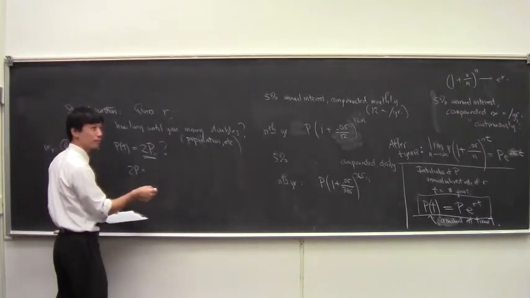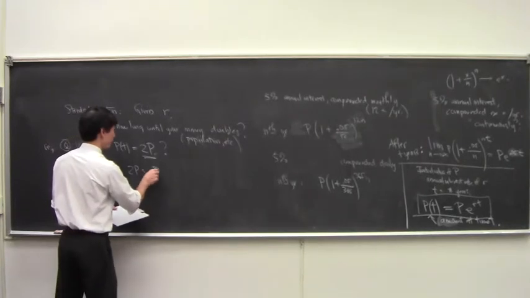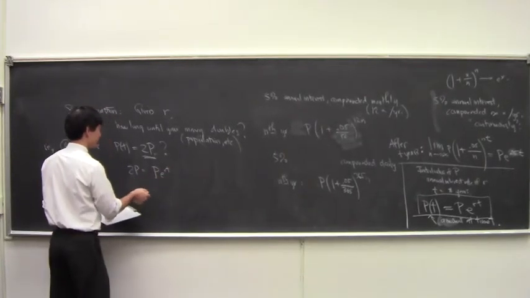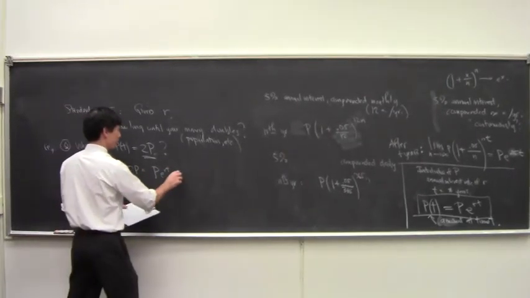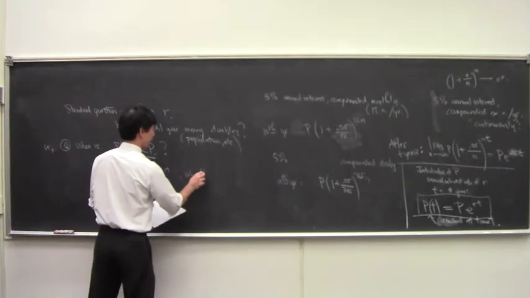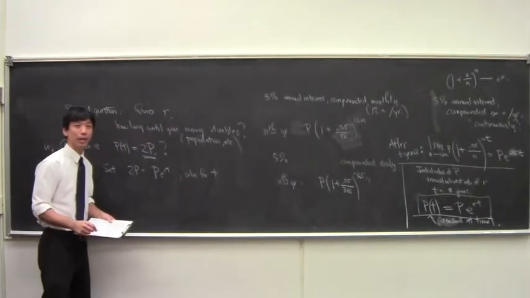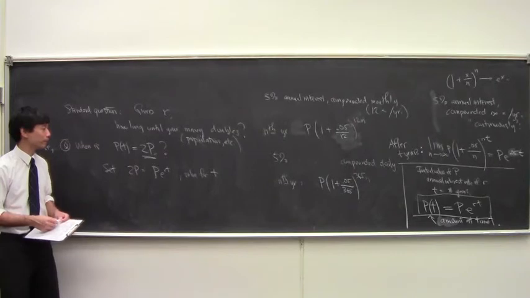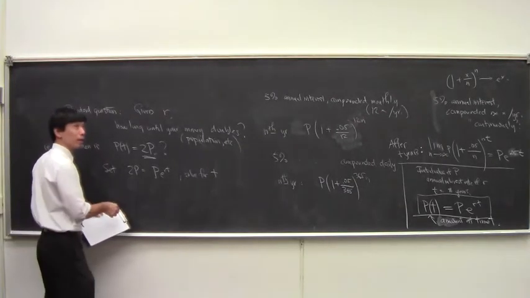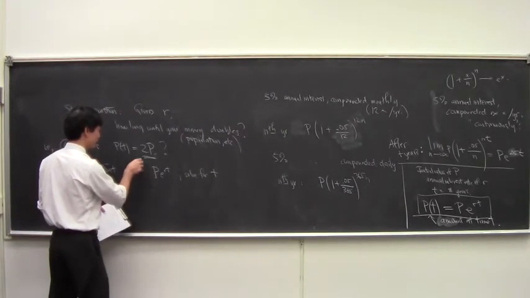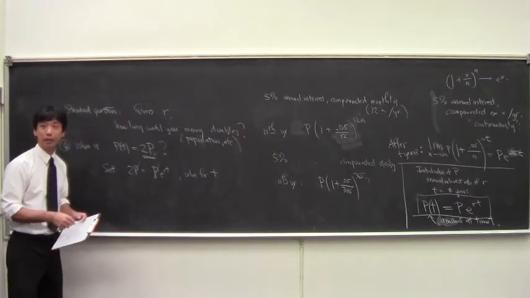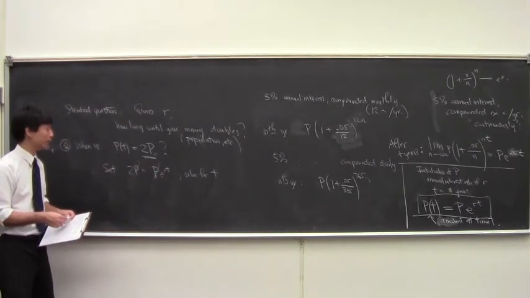2P equals P e to the rt, right? So set this equal to this and solve for the time. Solve for t. Okay. So what do we do? Well, obviously the first move is to just cancel off the initial value. We've got P's on both sides, so we divide by P.